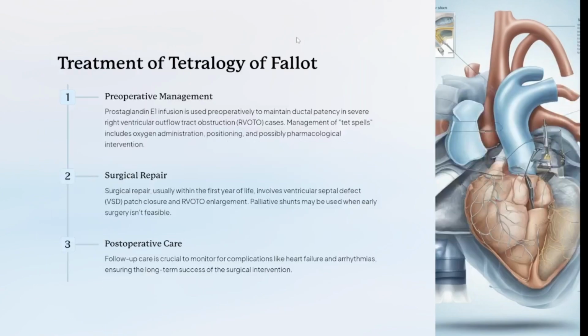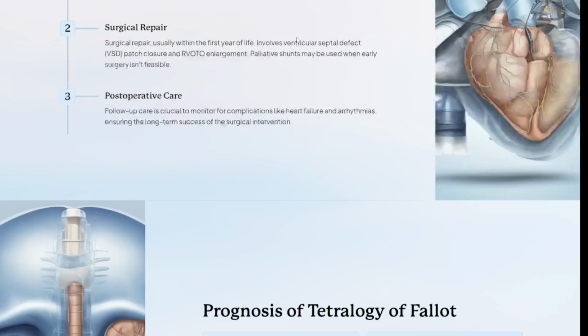Treatment: prostaglandin E1 infusion is used preoperatively to maintain ductal patency in severe RVOTO cases. Management of TET spells includes oxygen administration, positioning, and possibly pharmacological intervention. Surgical repair, usually within the first year of life, involves VSD patch closure and RVOT enlargement. Palliative shunts may be used when early surgery isn't feasible. Follow-up care is crucial to monitor for complications like heart failure and arrhythmias.